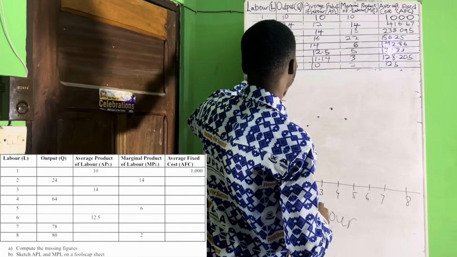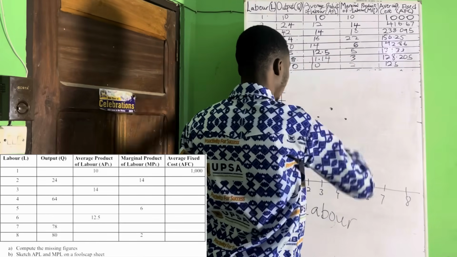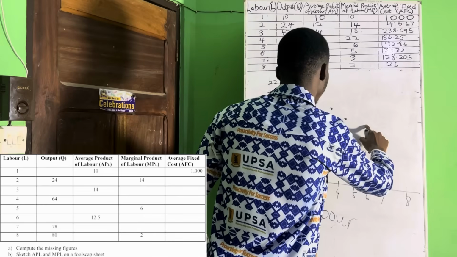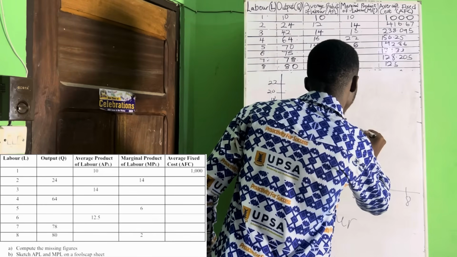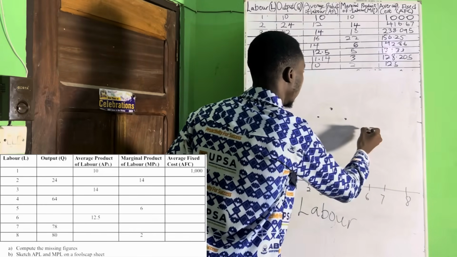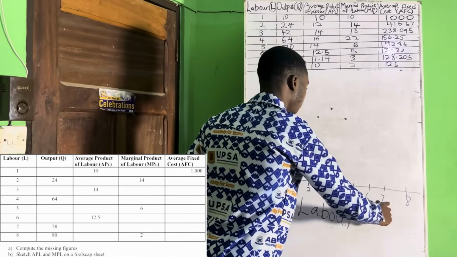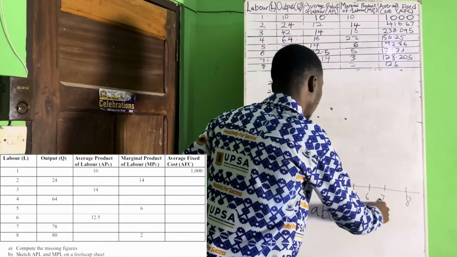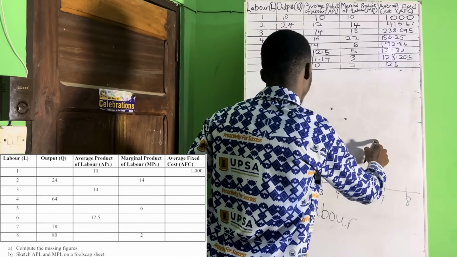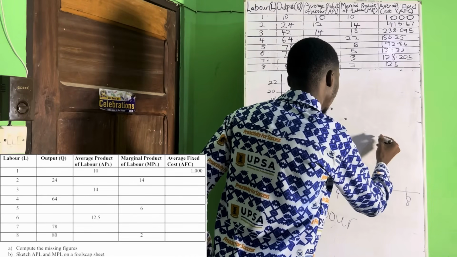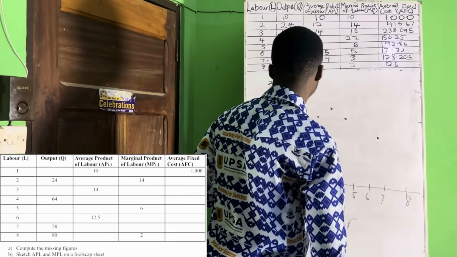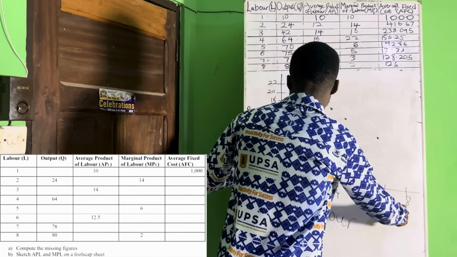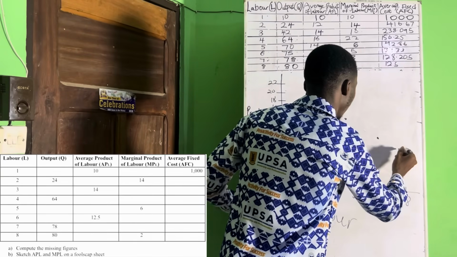Then for labor 6, average product of labor is 12.5. So labor 6, average product of labor 12.5. So that's a little above 12. So it should be somewhere here, right? So for labor 7, average product of labor is 11.14. So that should be somewhere here, right? Then for labor 8, average product of labor is 10. So labor 8, average product of labor 10. So that should be somewhere around here.